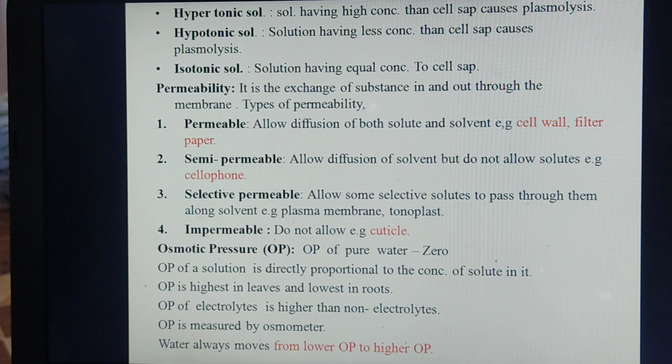Osmotic pressure of pure water is 0, and osmotic pressure of solution is directly proportional to the concentration of solute in it. And osmotic pressure highest in leaves and lowest in roots. Osmotic pressure of electrolytes is higher than non-electrolytes, and it is measured by osmometer. And water always moves from lower osmotic pressure to higher osmotic pressure.